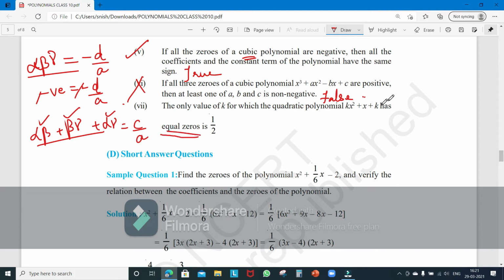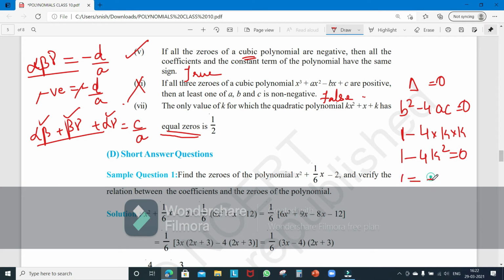So equal roots means, again, the discriminant should be 0. B square minus 4ac should be 0. B square will be 1 square minus 4 into a into c. Am I right? So 1 minus 4k square equals 0. Now on a little rearrangement, you get k square to be 1 by 4. K will be plus or minus root of 1 by 4, which will give you plus or minus 1 by 2. These are simple calculations, I am sure you would know them.